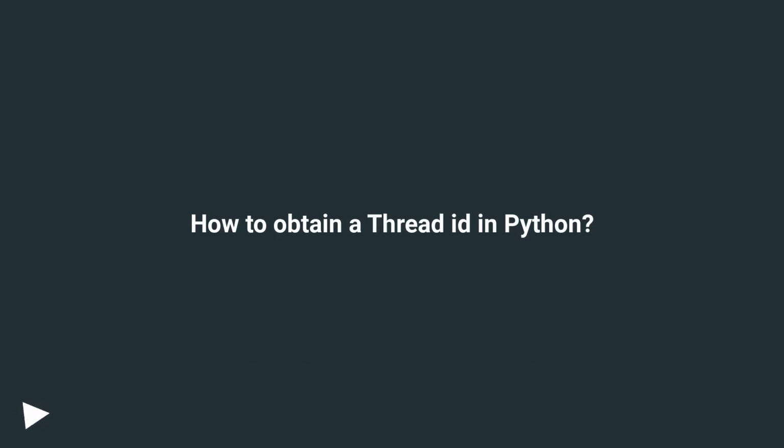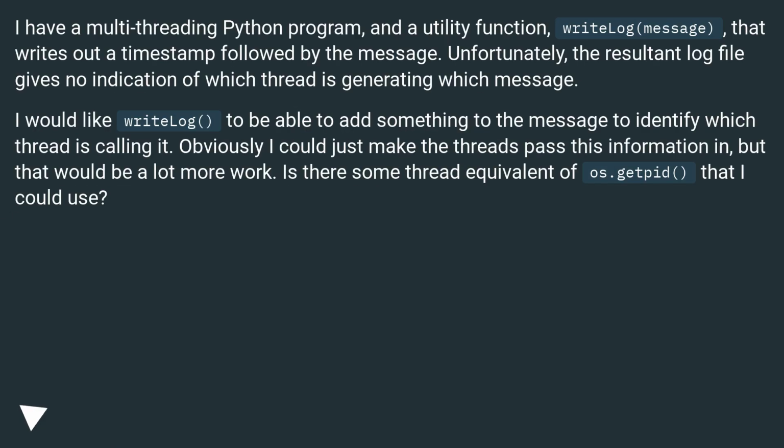How to obtain a thread ID in Python. I have a multi-threading Python program, and a utility function, writeLog(message), that writes out a timestamp followed by the message. Unfortunately, the resultant log file gives no indication of which thread is generating which message. I would like writeLog to be able to add something to the message to identify which thread is calling it.